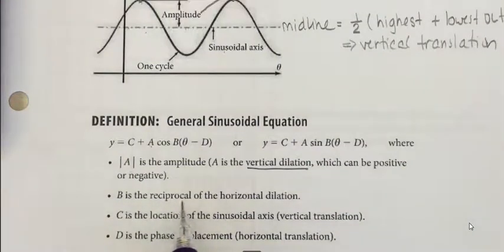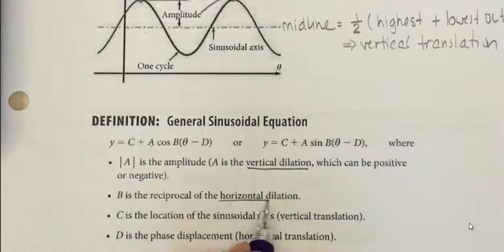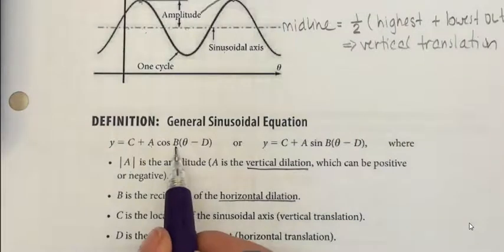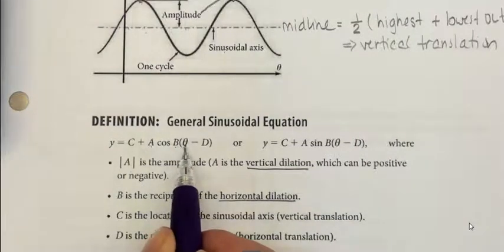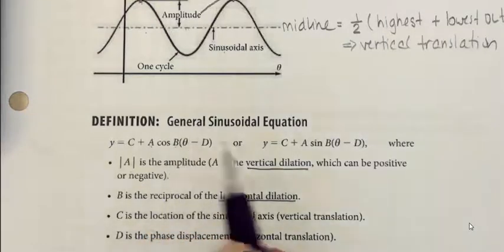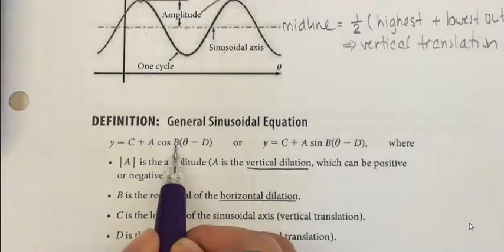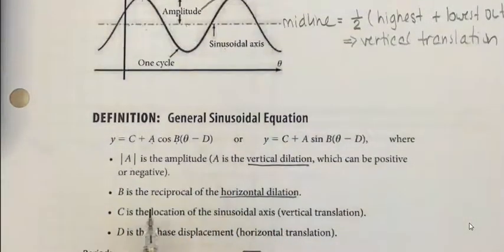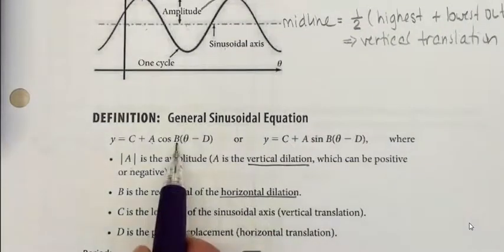Okay, B is the reciprocal of the horizontal dilation. Nothing new here either, right? So B is happening to the input, to theta. So it's an inside transformation, and it is a horizontal dilation. For example, in the past when we've said this graph has horizontally dilated by a factor of 2, really we multiplied the inside by the reciprocal of 2, so 1/2. So B is the reciprocal of the horizontal dilation, and I'll show you how to find that in a second.